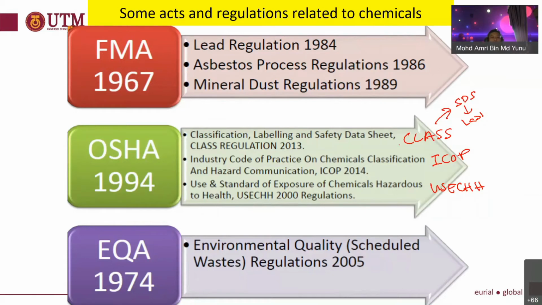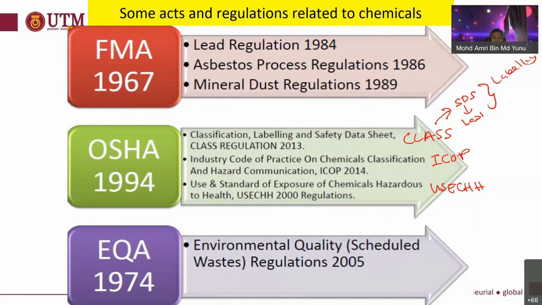And under OSHA, okay, we have CLASS here, the CLASS regulation. CLASS is regarding the MSDS, material safety data sheet, or labeling. It is more like labeling: how to properly identify or label the chemical.